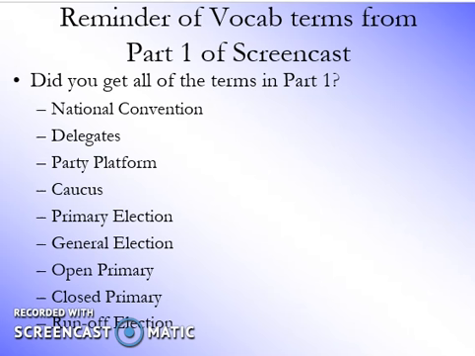So a quick reminder from the vocabulary terms from part 1 of the screencast. Again, did you get all of these terms? These were again from just part 1 of the screencast. So make sure that you have all of these terms listed on your vocabulary and defined. If not, you can go back to part 1 of the screencast and get those before you continue on with part 2.